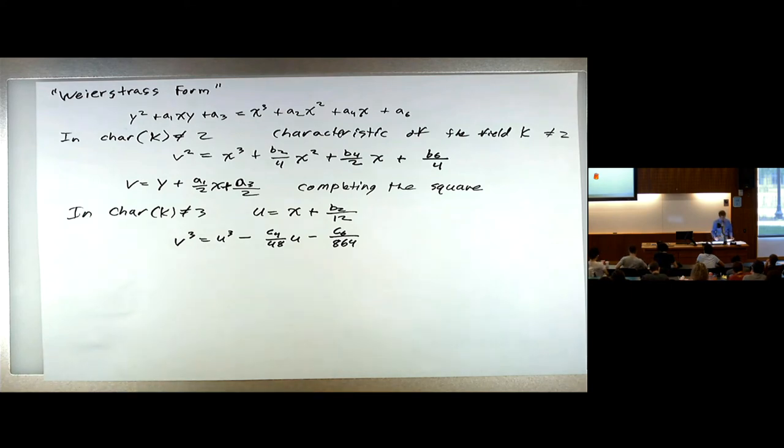Okay, and the relationship between the A's, B's, and C's, and so forth, I'm going to put here from notes I had prepared. And you can get those by Sage or by hand or from books or other online resources.